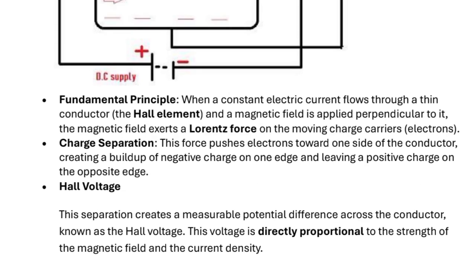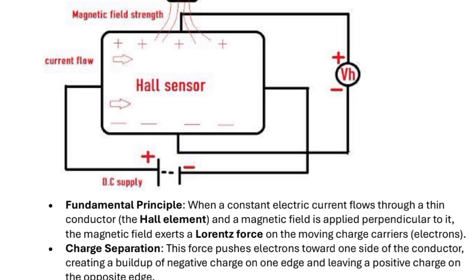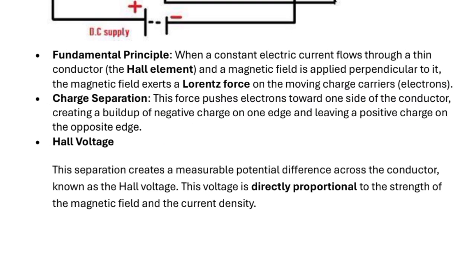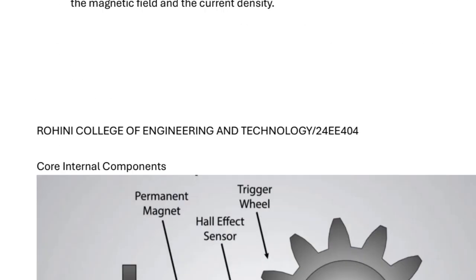Already we have discussed the charge separation. The electrons will be separated, with positive charges at the top of the Hall sensor and negative charges below. This separation creates the potential difference across the conductor, known as the Hall voltage. This voltage is directly proportional to the strength of the magnetic field and the current density.